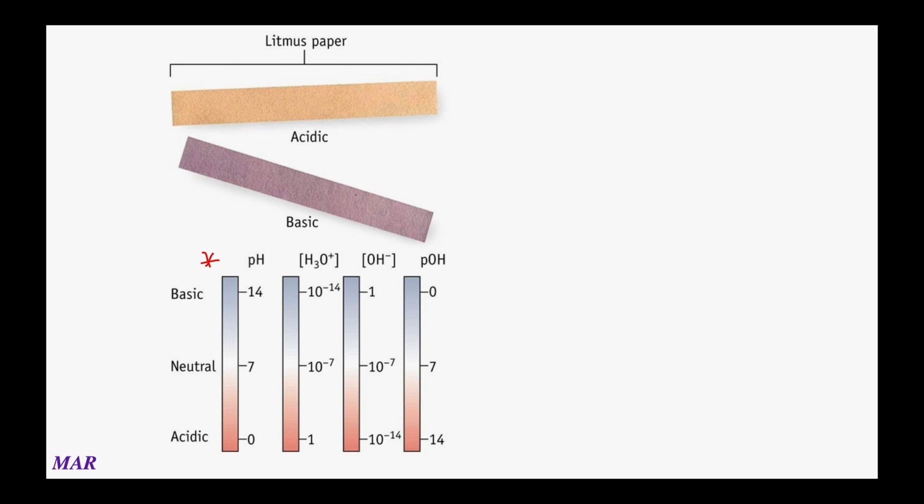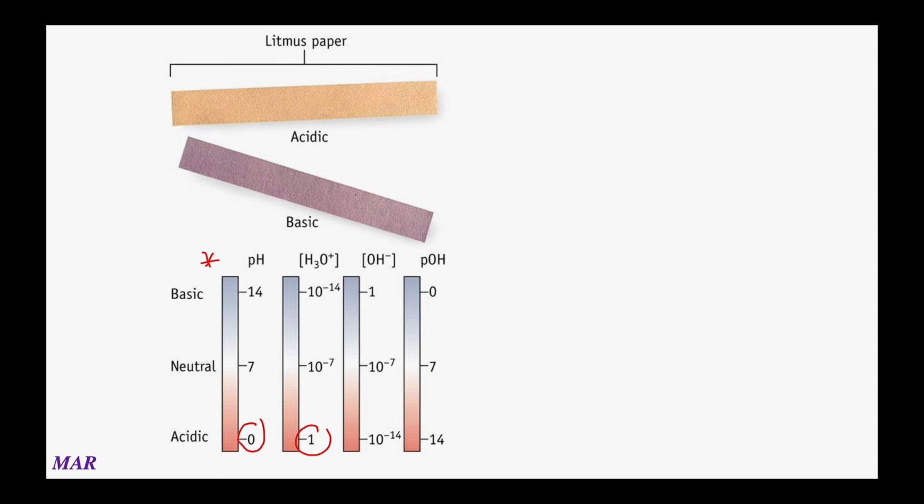So in an acidic solution, your pHs will be closer to 0, definitely less than 7, depending on how much acid there is. And the concentration, the moles per liter of hydronium, will be a number which approaches 1. One mole per liter would be a pH of 0. So it'll be some number between 10 to the minus 7 and 1.